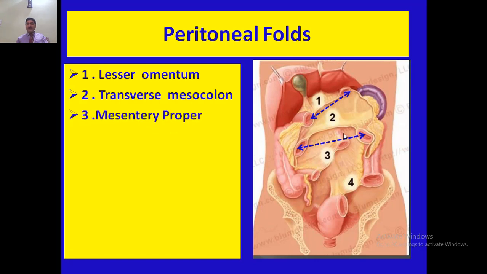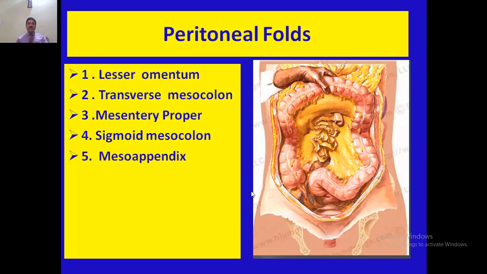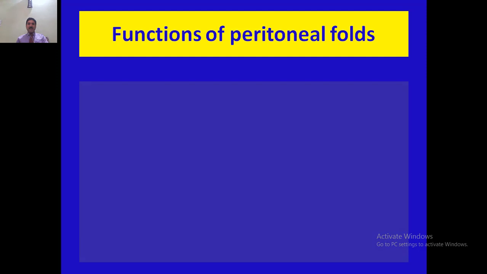Mesentery proper represents the mesentery of the small intestine. It extends from the transverse process of L2 to the right sacroiliac joint. Sigmoid mesocolon represents the mesentery of the sigmoid colon. Mesoappendix is the mesentery of the appendix, which contains the appendicular artery.